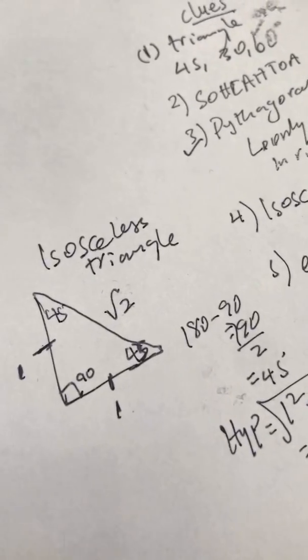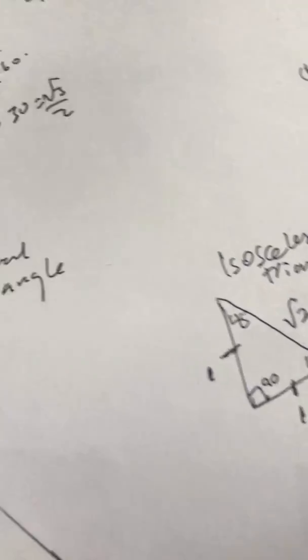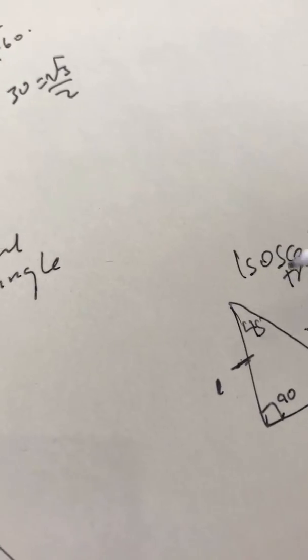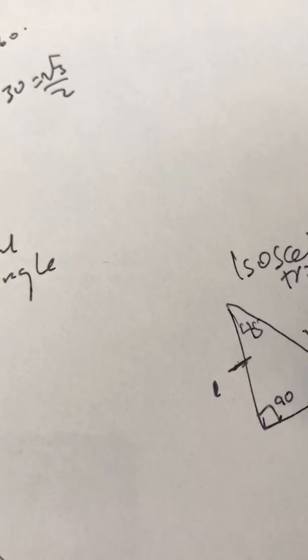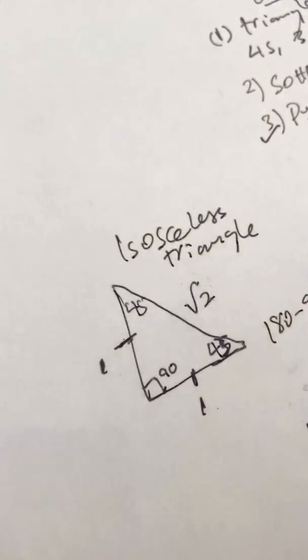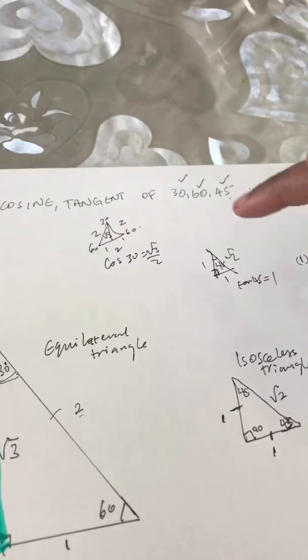And then tan of 45. Tan of 45 is opposite over adjacent. So that would be 1 as well.